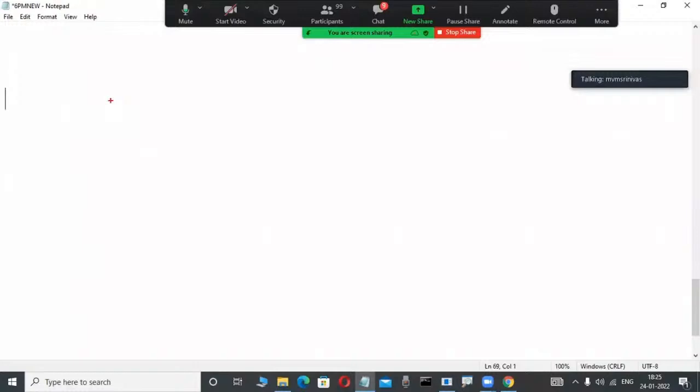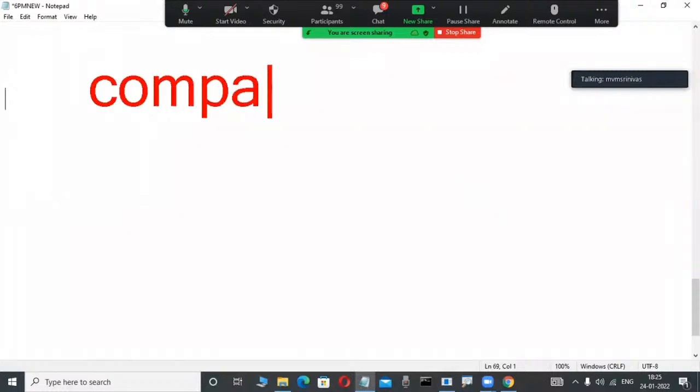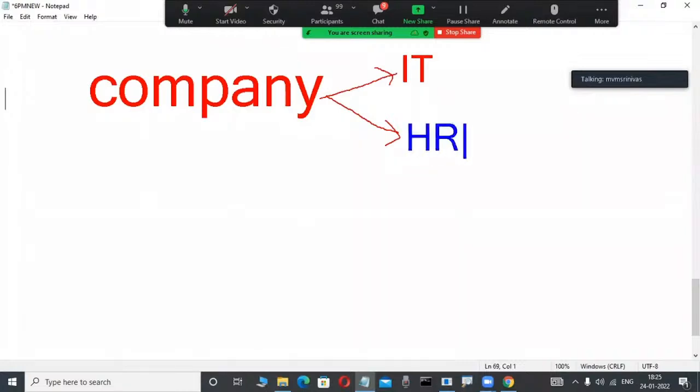Concentrate here. I'm telling a real-time scenario as an example. Suppose one company is there; don't write it down. A simple scenario. In this company, there are two departments, for example purposes. One company has so many departments, but two, for your understanding. IT is a department, and HR is also a department. For example, based on our knowledge, HR is a department.